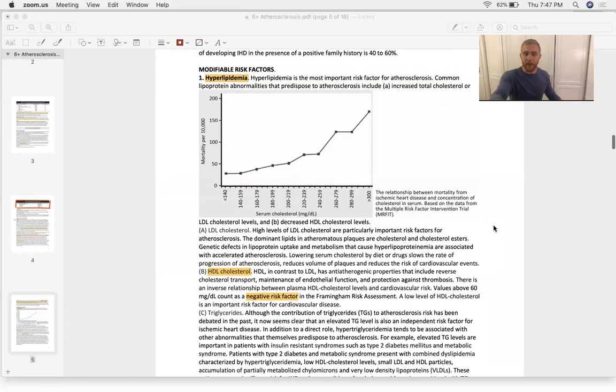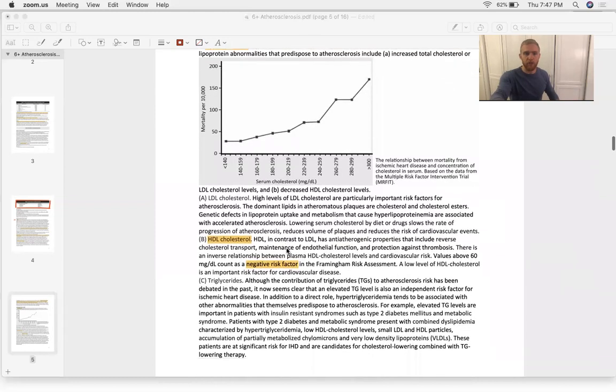And that's the big takeaway from this whole section, is that HDL cholesterol, when it's above 60 milligrams per deciliter, is a negative risk factor in the Framingham assessment. And that means that it's the only possible thing that you can have your patient do, or that you can do as a physician for your patient, to get them a -1 on their risk assessment. And that can be significant if somebody is threshold.